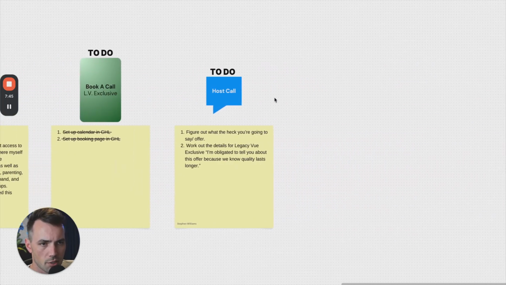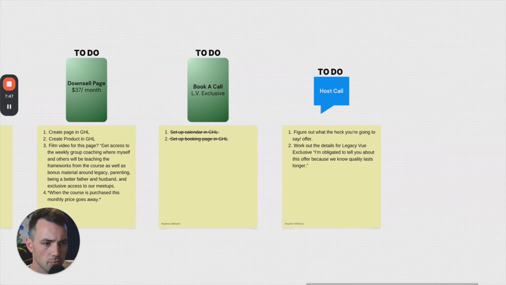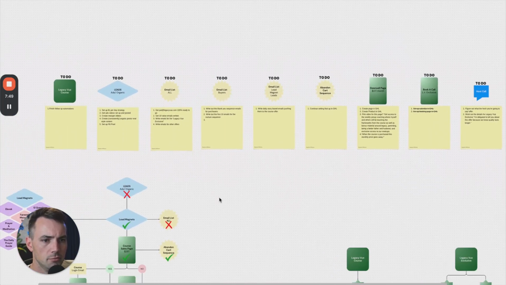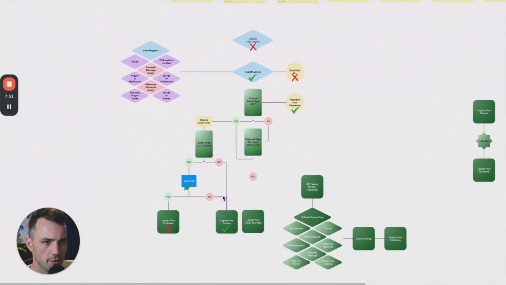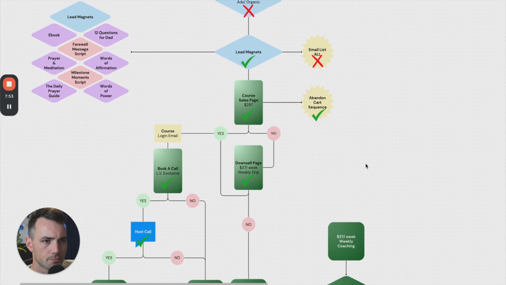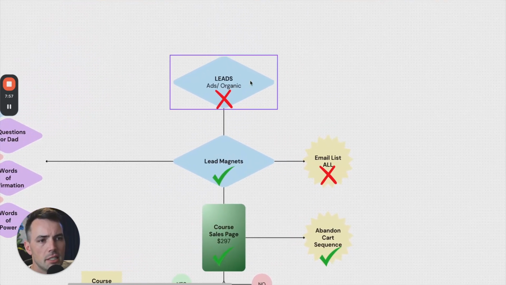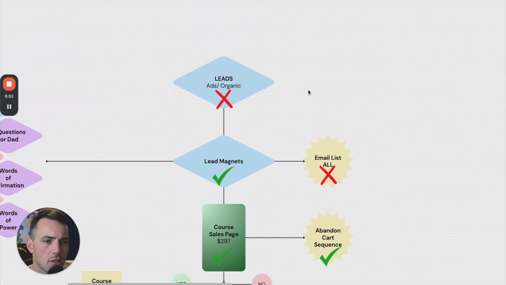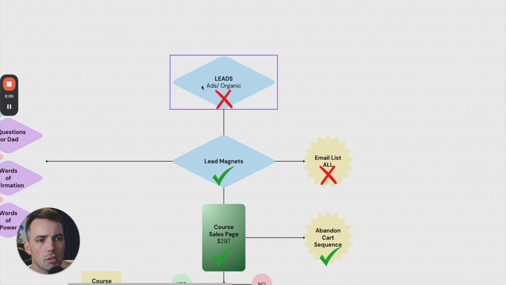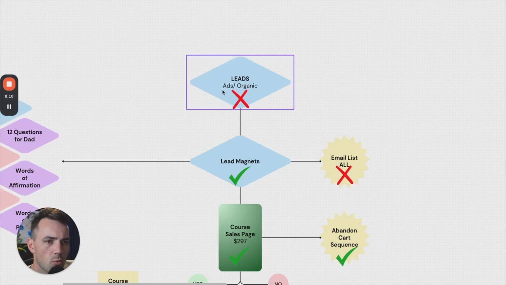Now, since we're here, I'll go ahead and get into the funnel. Let me zoom out a little bit. This is the funnel strategy here that I mapped out. So starting at the top, we want to get leads, right? Again, that's ads or organic, paid or organic. So the reason I have an X here is because I didn't quite have it all mapped out at the time of this video. So you want to have a strategy to get the leads.